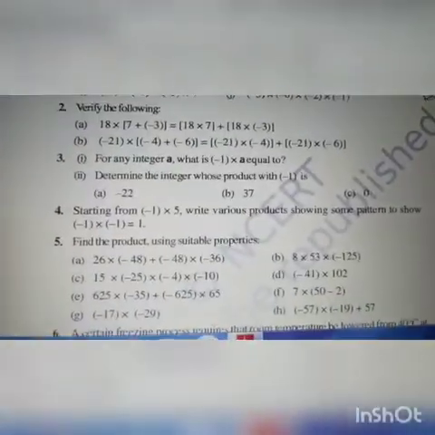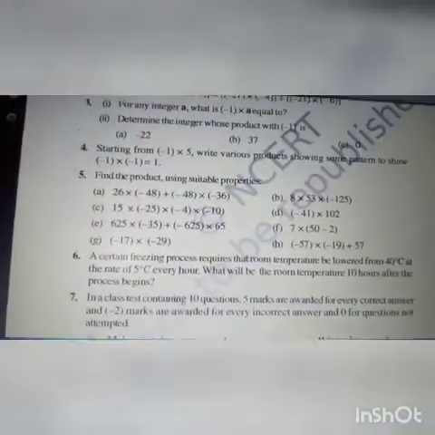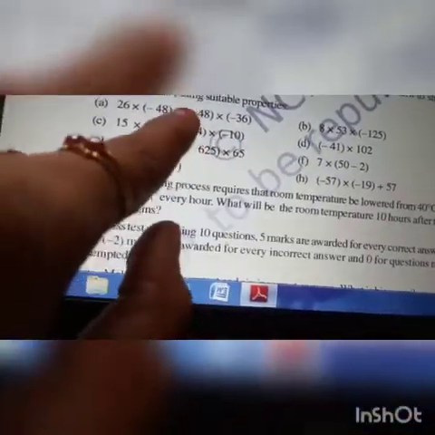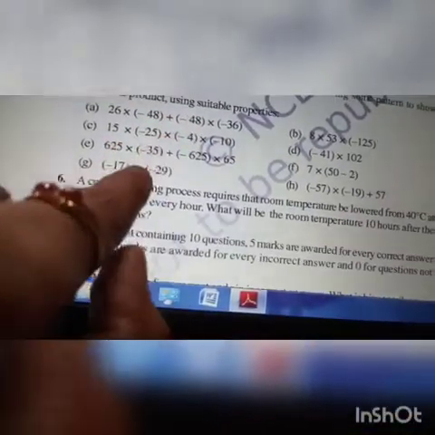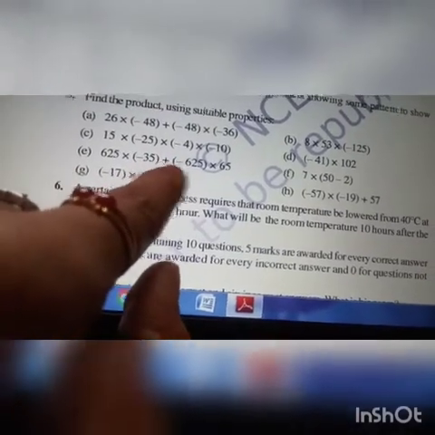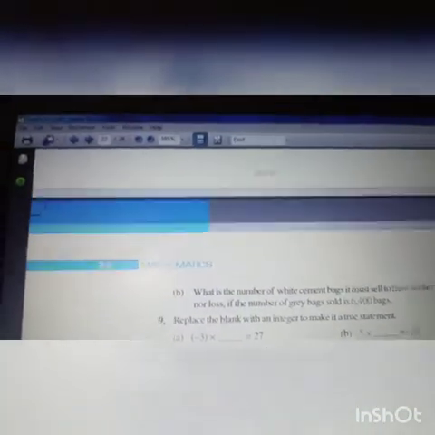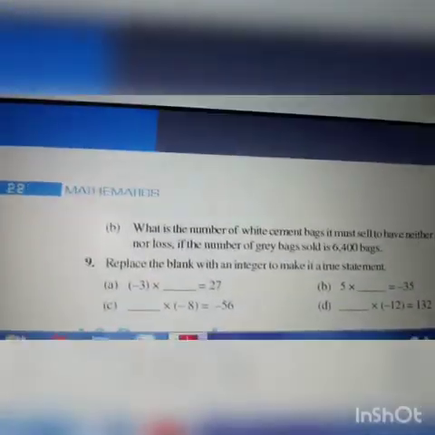Fourth problem, we should find the pairs. Fifth problem, find the product using a suitable property. If they ask you to find using a suitable property, I want the property name. Last time many of you made a mistake in this type of problem. In this problem you made a mistake: minus into plus, minus you should do. Read these problems very carefully, children. Then 6, 7, 8 and 9: 6, 7, 8 are word problems, and 7, 9 are products, fill in the blanks.